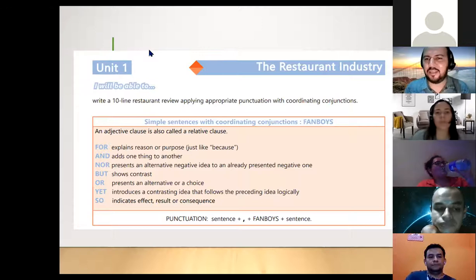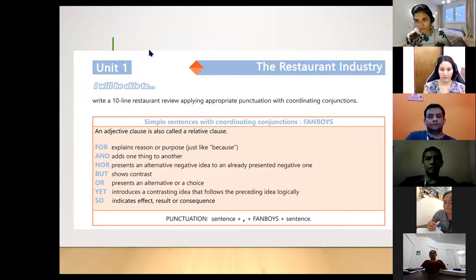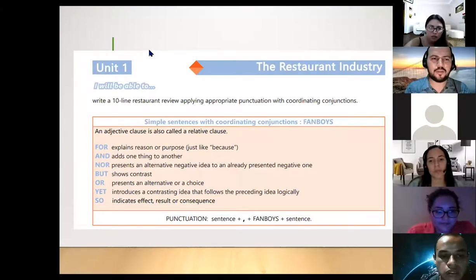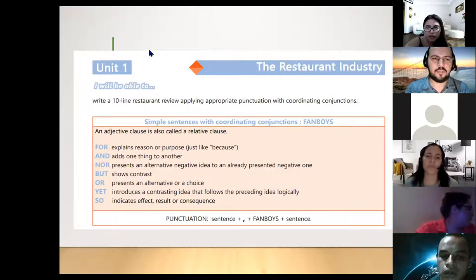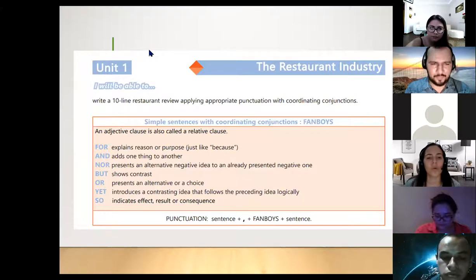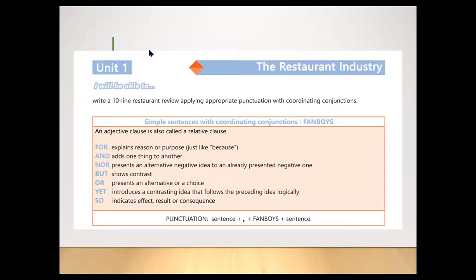Next one, letter N. Another volunteer? Ruth, thank you. Okay, nor presents an alternative negative idea to an already presented negative one. Okay, that's right. So the next one would be nor. It's not very common that we use it, but it is an alternative in a negative idea. So we usually use it with neither.